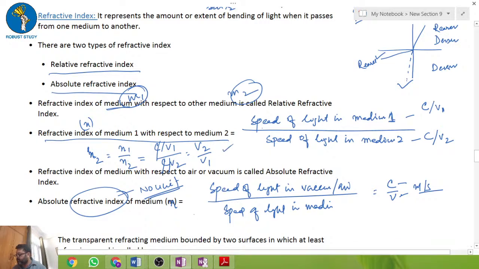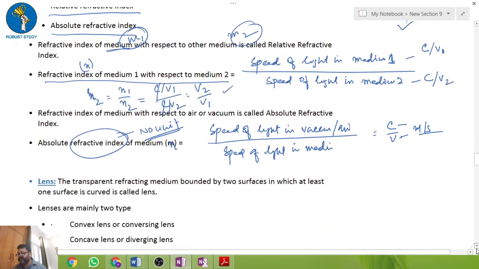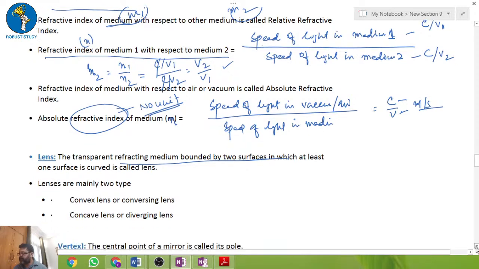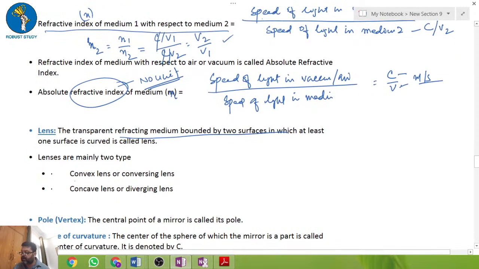Now let's move to lens. So what is a lens? Lenses are transparent refractive mediums bounded by two surfaces, and they are of two types. One is called the convex lens or the converging lens. The other is the concave lens or the diverging lens. So how does the convex lens look?